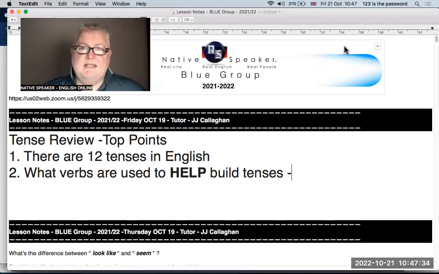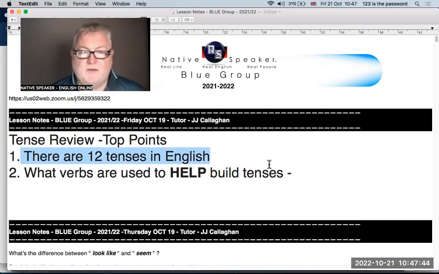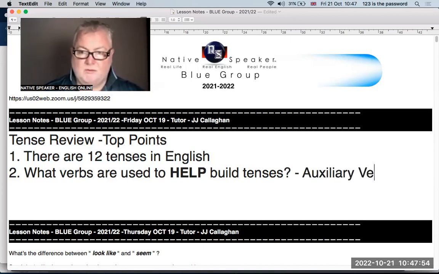Good morning. Welcome back. It is Friday, the 21st of October, and we are looking at a tense review. We've just said that there are 12 tenses in English. What verbs are used to help? And Paula has just said correctly, auxiliary verbs. And one modal verb. What's the modal verb?